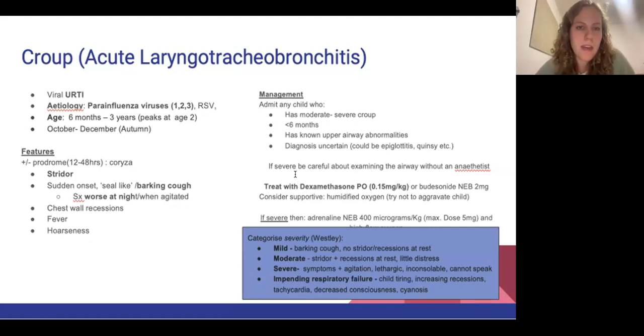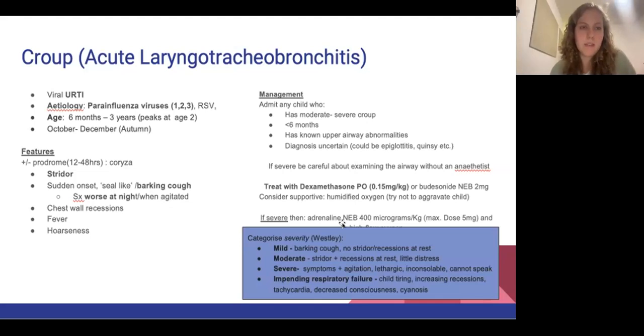Any child you suspect has croup, whether it's in GP or it's in the hospital, gets a dexamethasone PO 0.15 milligrams per kilogram. That's for every child, because that's what the evidence says is good.